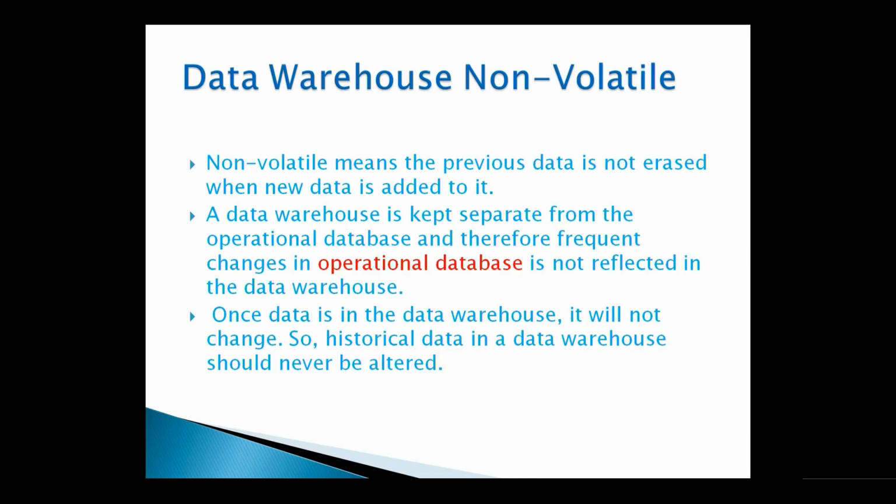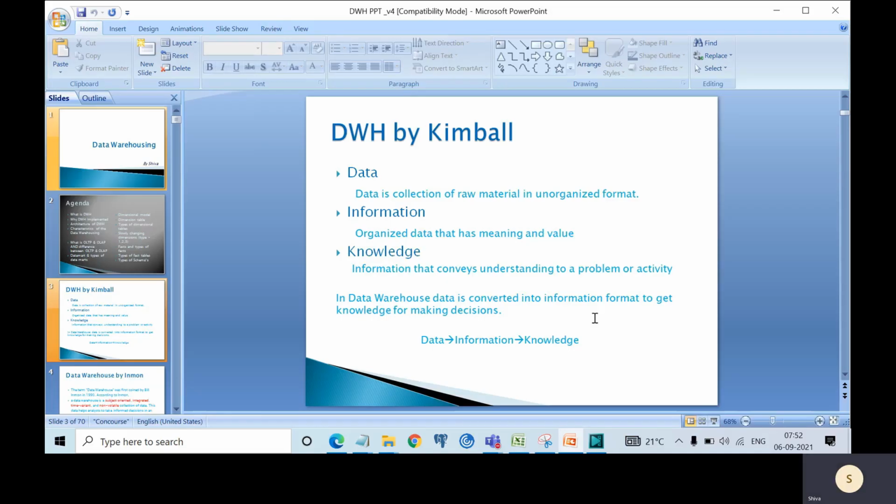And we have another definition for data warehouse, which is provided by Kimball, that is data, information, and knowledge. Data means a collection of raw material in an unorganized format. That unorganized format we will convert into a single format, which is the meaningful format. Based on that, we make the decision. It means in a data warehouse, data is converted into information to get knowledge for making decisions, whether the business is growing or not. This is the other example provided by Kimball.